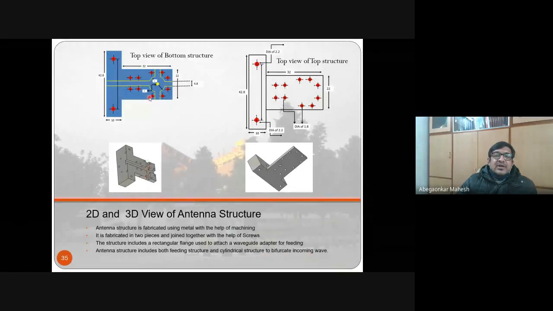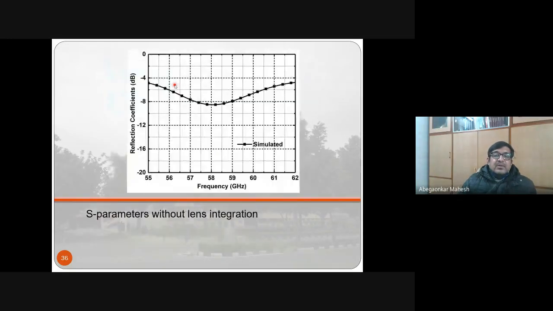So this work is still going on. So this is the S parameter without lens integration. What we see is, this is the simulated one, we get a narrow band here. So as I said, this work is still going on, but I thought I would present it so that you can pick up ideas, and in case you are interested, you can take this forward.